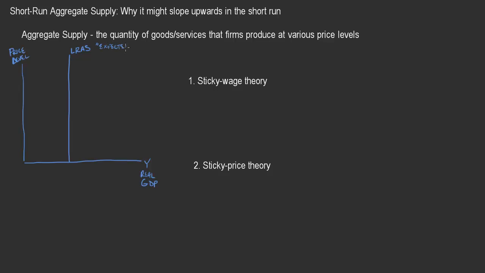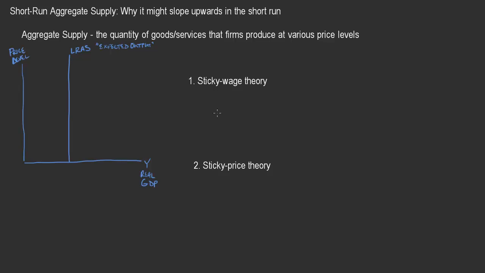Expected output. And I'll just list that there because, like I said, you might also see this as the natural level of output. I'm just trying to mark some of these things that you come across in different textbooks or in different terms in economics or in business. What we want to now think about is what's actually going on in the short run.